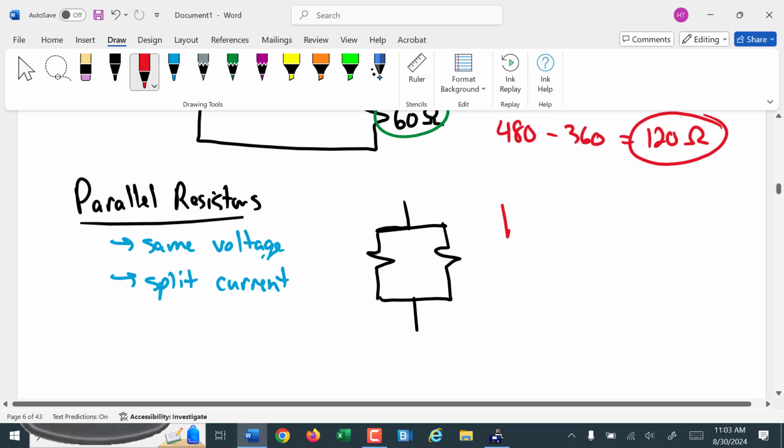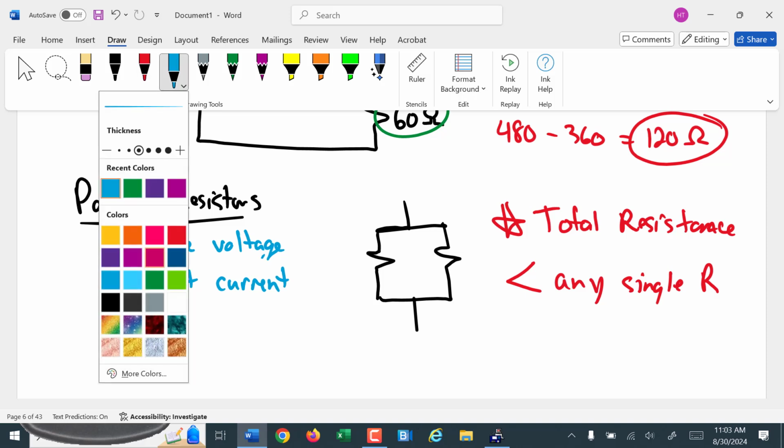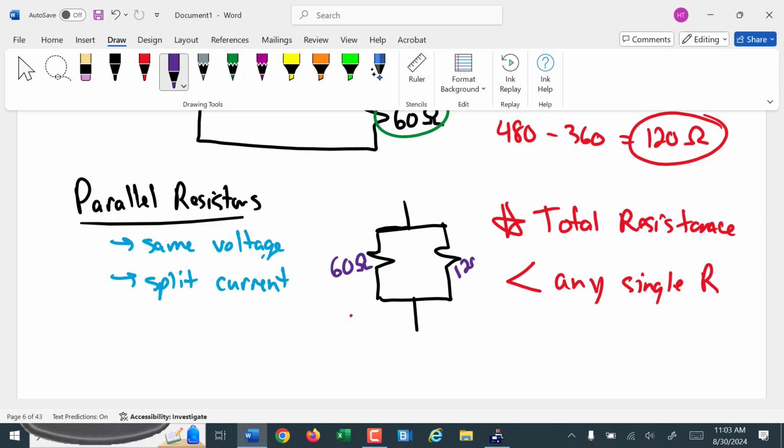You've heard the path of least resistance. The smaller resistance is going to get more current because it's easier to flow. The one thing that is a big deal with parallel resistors, total resistance is less than any single resistor.